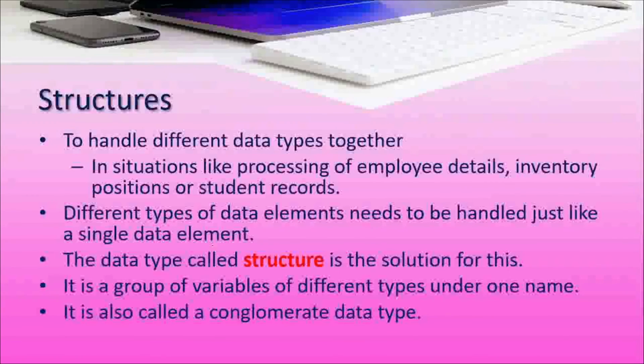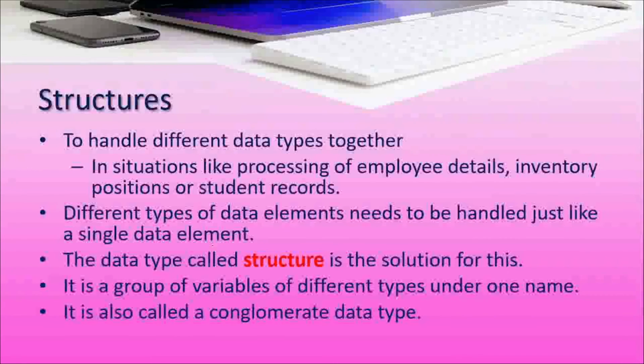So different types of data elements need to be handled just like a single data element. That is what we have to do. While using structures, different types of data can be handled just like a single data. If you consider a student record, it should be a single data: a student, his name, his roll number, his marks, his date of birth, etc. All these things should be considered as a single data. This type of data type is actually a user defined data type. This data type is called a structure.